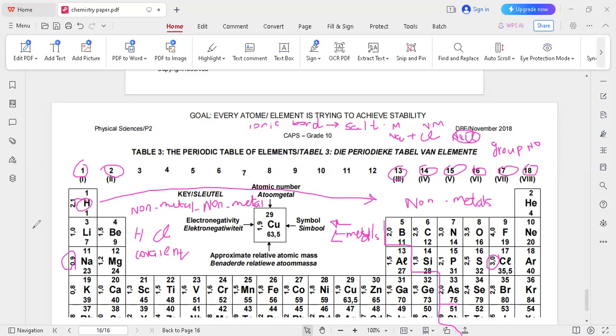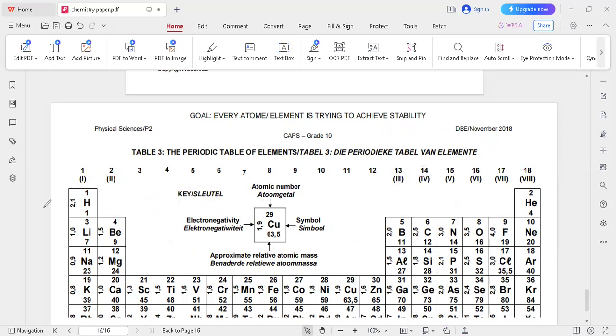Now I want you to look at this. I'm looking at it horizontally. Horizontally, these represent energy levels.